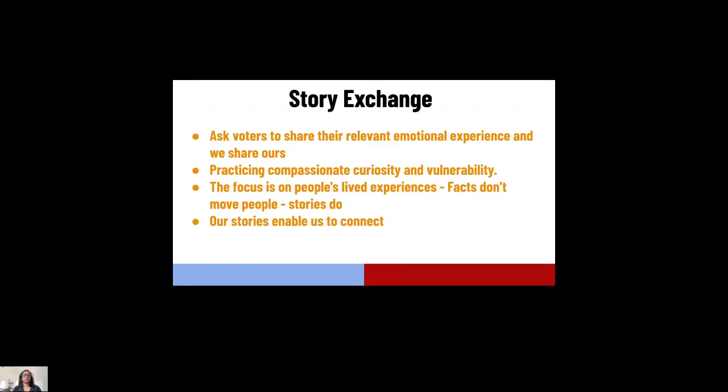This is where we practice that skill that we're going to delve into a little bit later, which is compassionate curiosity. And we're vulnerable. We're actually sharing how we feel, how it felt to be in that experience. The focus here is on lived experiences. What we have found is that facts don't move people. In fact, if you start spouting facts at people, that entrenches them in their position. It actually alienates them and it can put them off.